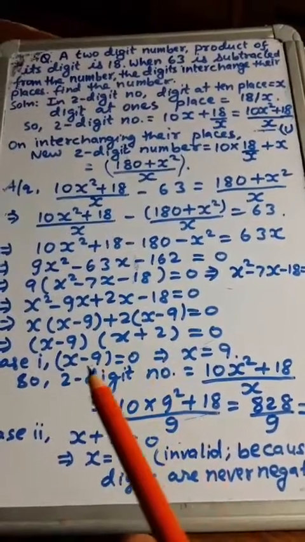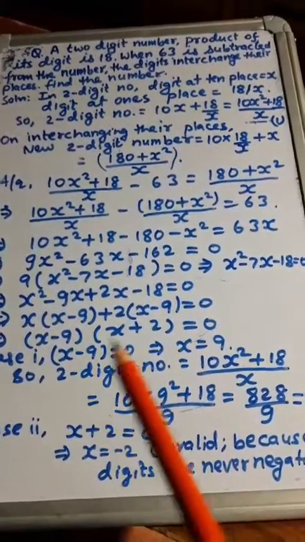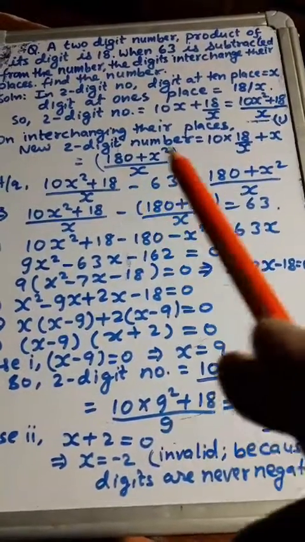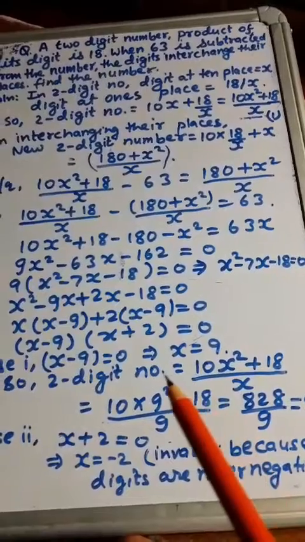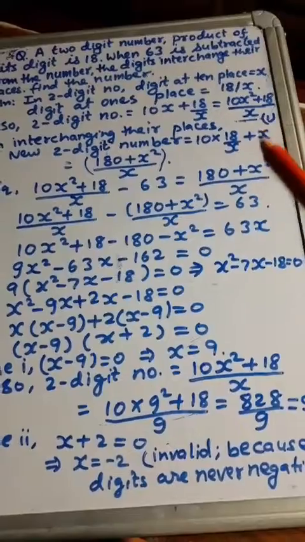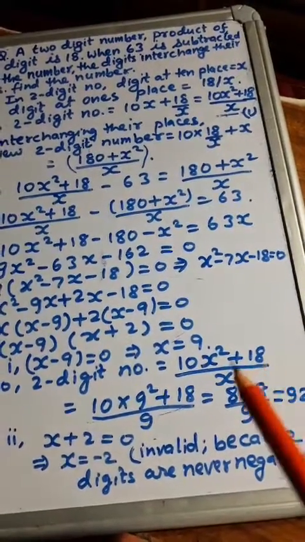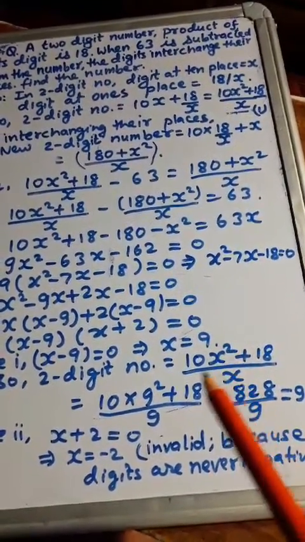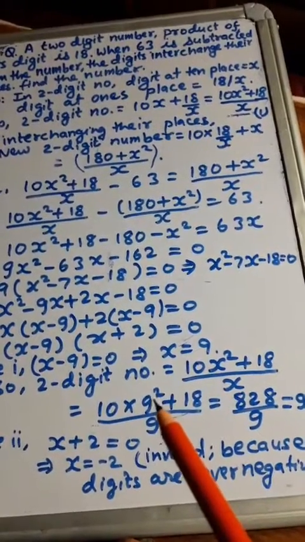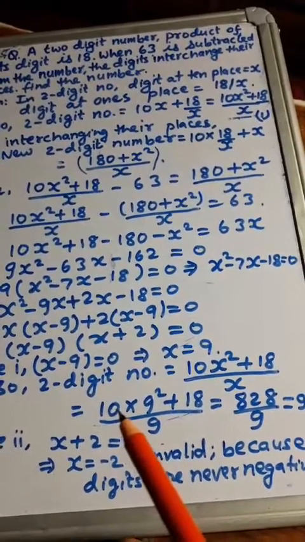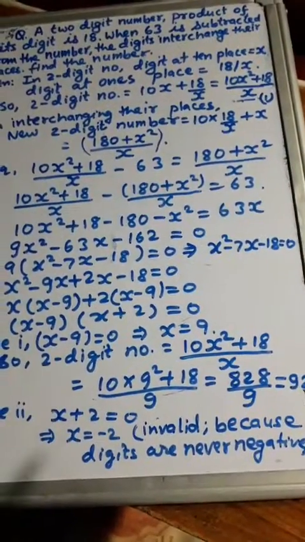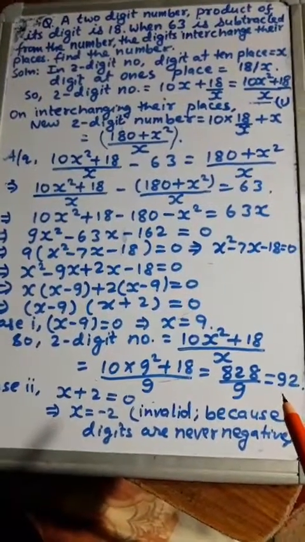Now there are two factors, one by one, I just equate with 0. x minus 9 equal to 0, x equal to 9. Okay. Now what is the two digit number? This one is the original, 10x square plus 18 by x. So 10 into x square plus 18 by x, in which I have to put the value x equal to 9. 10 into 9 square plus 18 by 9. 9 square is 81. 81 into 10, 810 plus 18, 828 by 9, that is 92. So your required answer is 92.